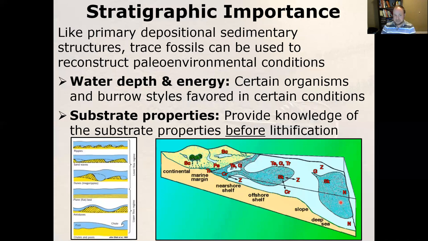There's also the stratigraphic importance. So we spent a lot of time, probably too much time, in Sed-Strat talking about how you can relate primary depositional sedimentary structures like ripples, megaripples, dunes, planar beds, antidunes, and the chutes and pools, how you can relate that spectrum of sedimentary structures to the spectrum of depositional energies. You can do a very similar thing with trace fossils. Certain organisms tend to live in certain environments. Some organisms like living in a very high energy, shifting, sandy environment, and some organisms need very calm, muddy waters. And if you know that, and you can link up the traces with these environments, they become sort of predictive.